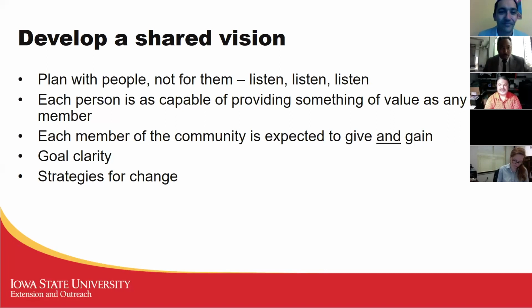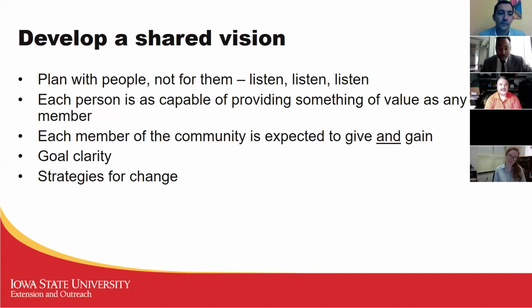Develop a shared vision. We have to understand that the vision needs to be something that's communicated to the communities that we're trying to impact, but it has to be their vision as well. We can't be an organization or institution coming in and creating a plan for them. We have to make sure that we're on the same page of where that goes, and that means planning with people and not for them.